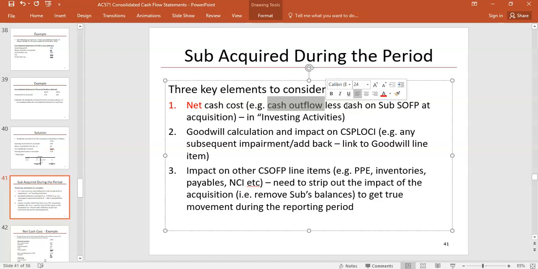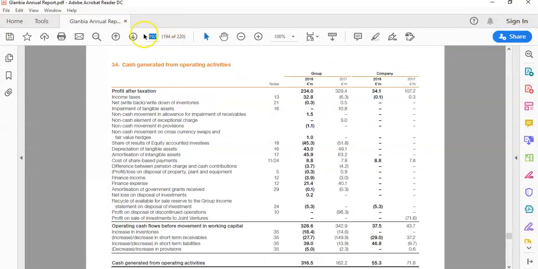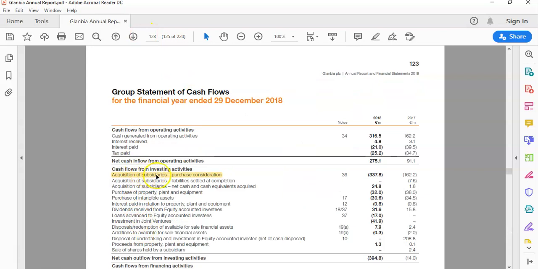And that will be a cash outflow in investing activities. Like we've seen with Glanbia in the previous recording. You see here acquisition of subsidiaries, purchase consideration. And what they've done then is they've shown a separate line item. Net cash acquired is 24.8. So actually the net of those would be 337 minus 24.8. That's what we mean by the net consideration. What you paid for it, less the cash you got on their balance sheet at the acquisition date. And that will always be given to you in the question.